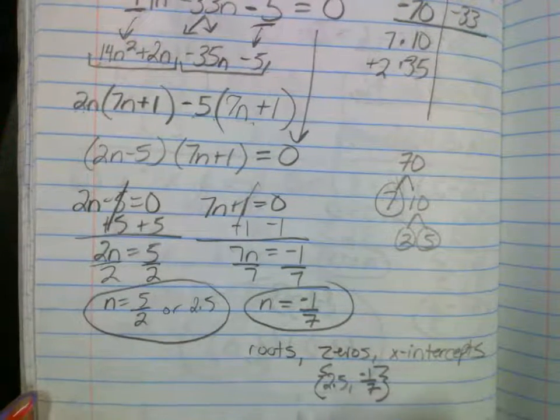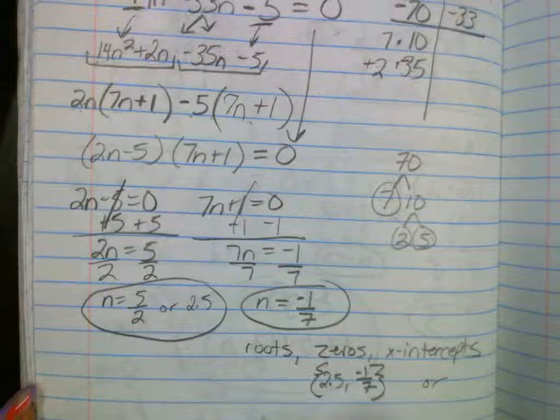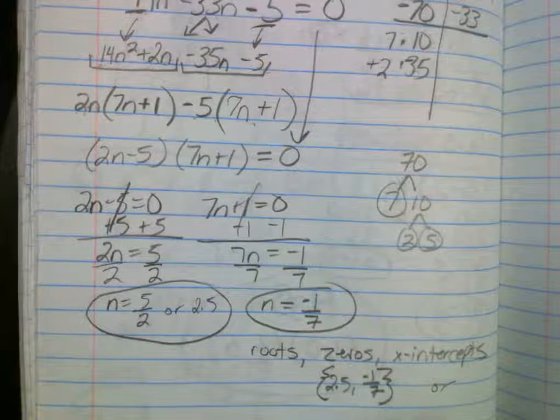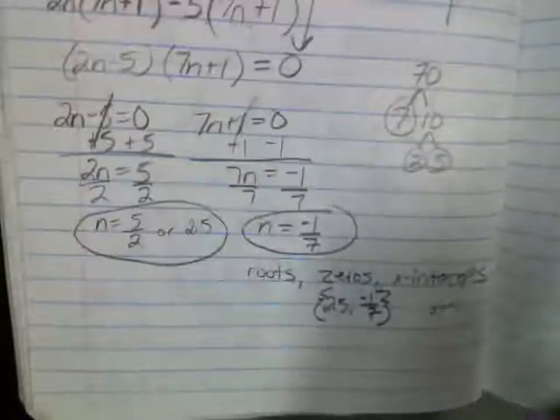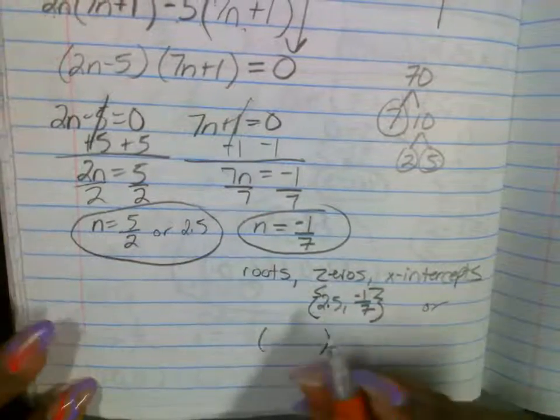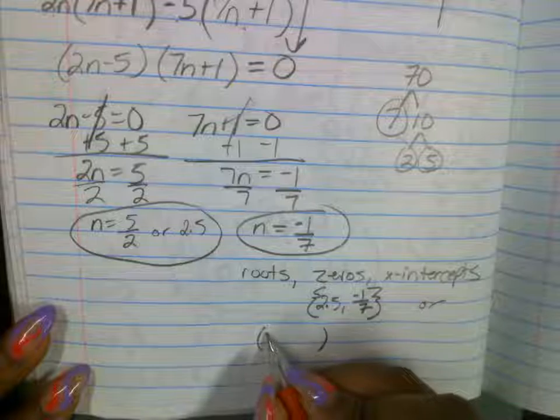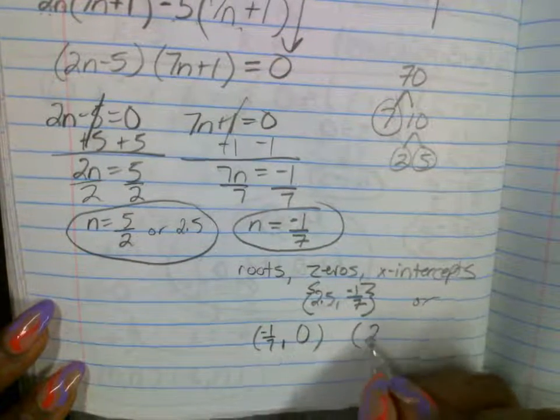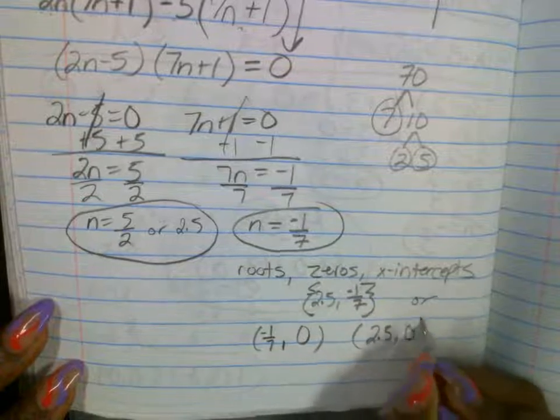And then the second way is what? List them as points. Points, ordered pairs. What's one of the ordered pairs? Negative 1 over 7. Okay, negative 1 over 7, comma 0. What's the other one then? 2.5, 0. Very good.